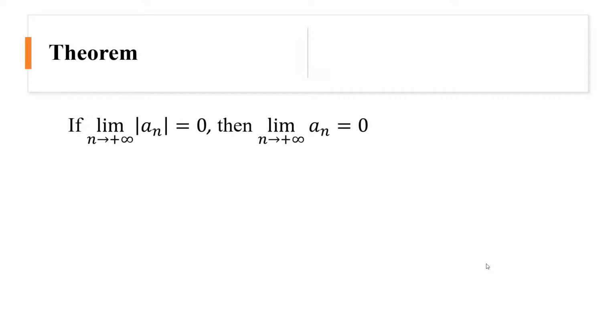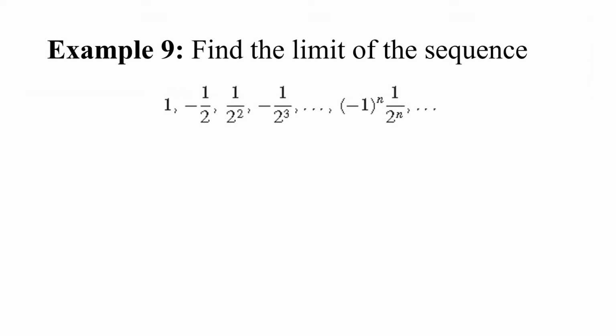So let's have this one theorem again. If the limit of the absolute value of a sub n as n approaches positive infinity is 0, then the limit of a sub n as n approaches positive infinity is also equal to 0. So let's have this example. Find the limit of the sequence: 1, negative 1 half, 1 over 2 squared, and so on. The general term is negative 1 raised to n times 1 over 2 raised to n.